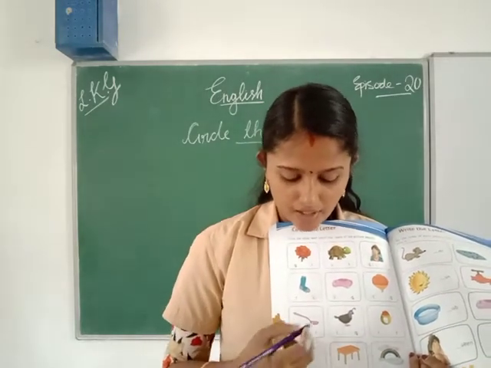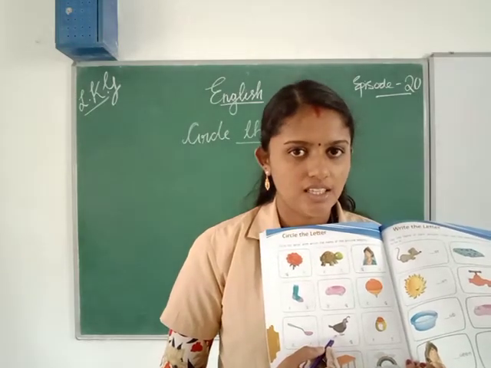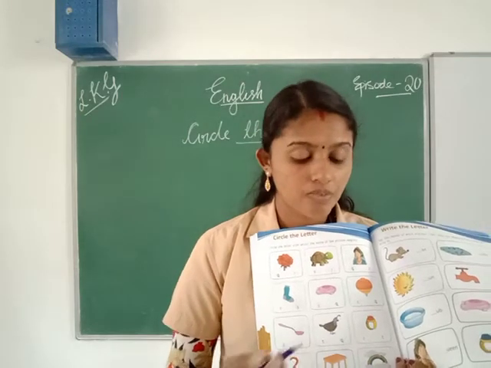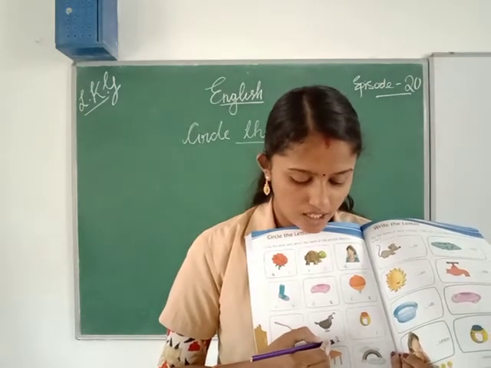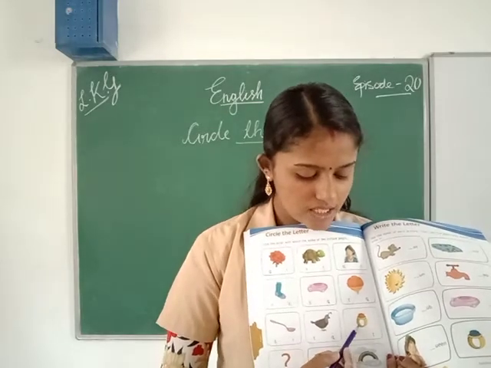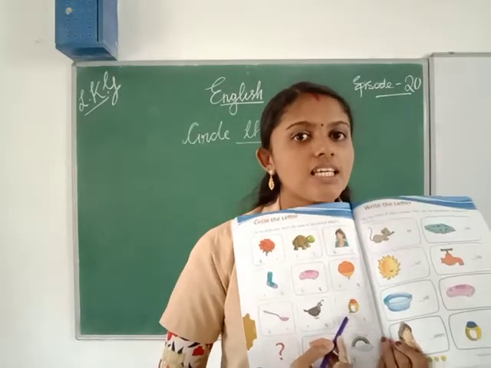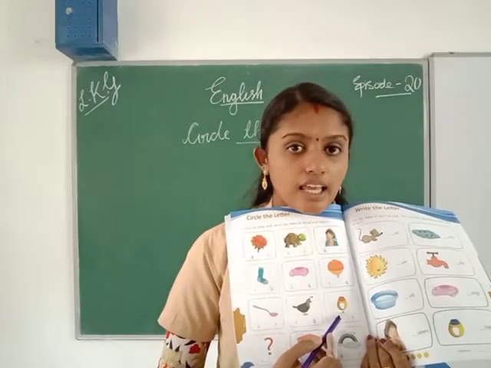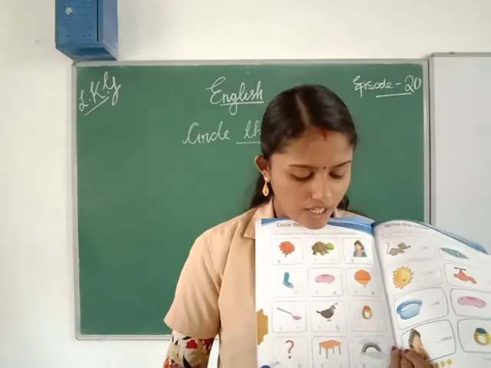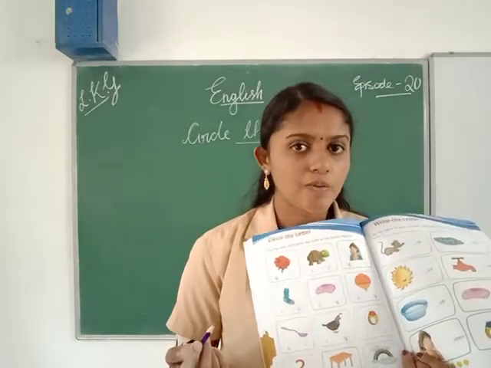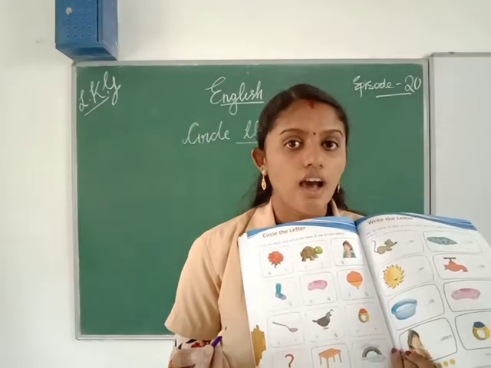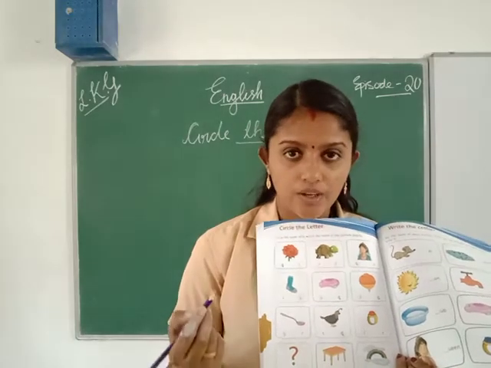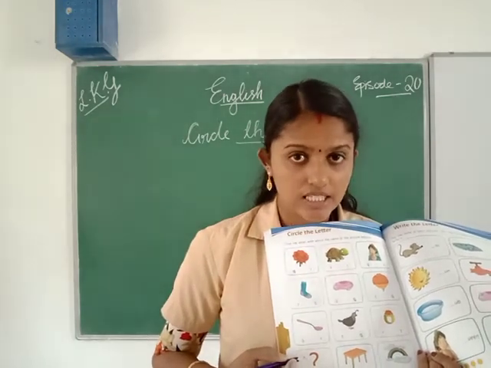Yes. Okay. Next one. What is this? Quill. Okay. Which letter is first? Q. So you circle Q. And next one, what is this? Say the name. Ring. Say now. Ring. Okay. Which letter is begin? R. So you circle which one? Letter R. Okay.